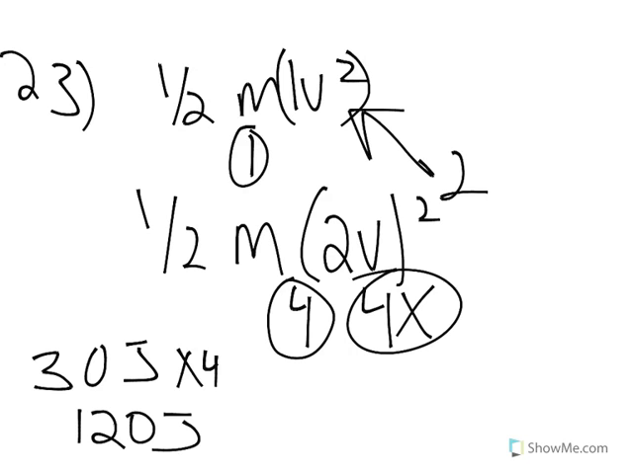So the important thing here is it asks you what happens if you double the velocity. Then if you double the velocity, basically whatever you do to the velocity, you square that, and that's what happens to the energy. So if we tripled the velocity, the energy would go up by 9. If we quadrupled the velocity, the energy would go up by 16. If we increase the velocity by a factor of 5, the energy would increase by a factor of 25.